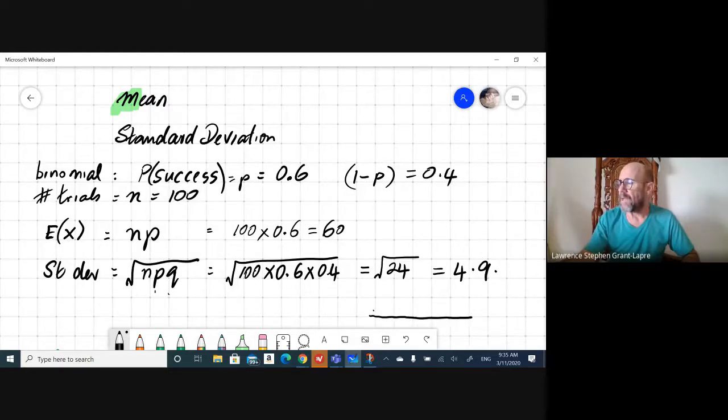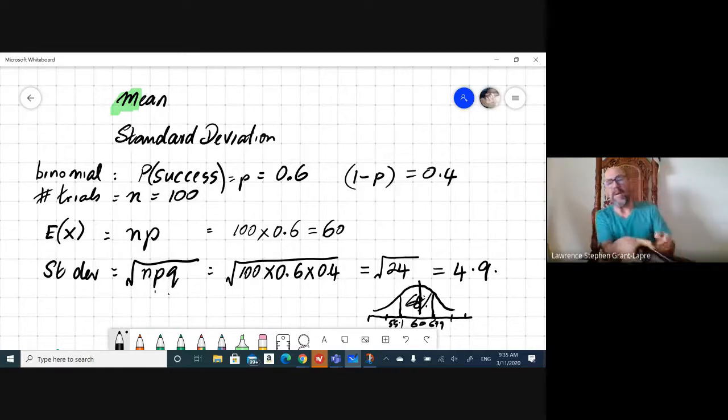We can use the fact that now we've got a mean of 60, and we go up 4.9, up 4.9, up 4.9, and down 4.9. So if we want the probability of between 55.1 and 64.9, we can see that that probability will be 68%.